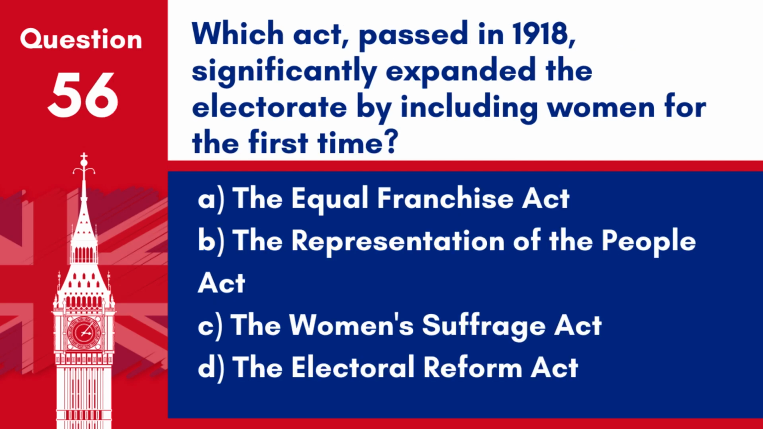Question 56. Which act, passed in 1918, significantly expanded the electorate by including women for the first time? A. The Equal Franchise Act. B. The Representation of the People Act. C. The Women's Suffrage Act. D. The Electoral Reform Act. Answer: B. The Representation of the People Act. The Representation of the People Act of 1918 significantly expanded the electorate by including women over the age of 30 who met certain property qualifications.